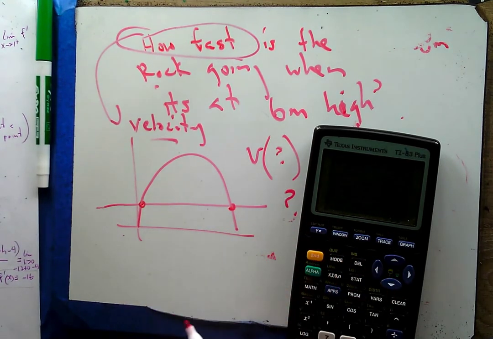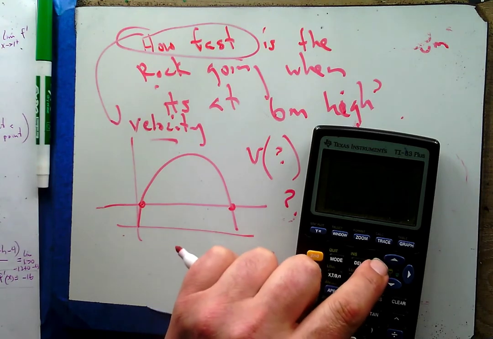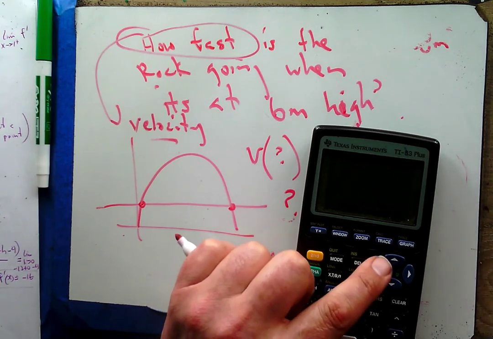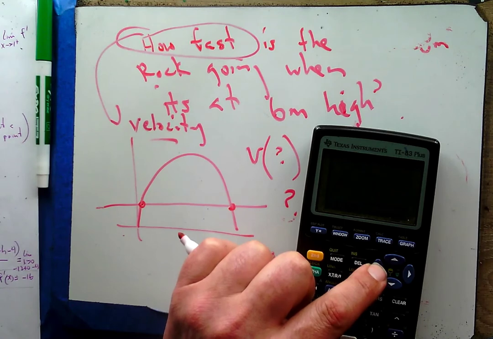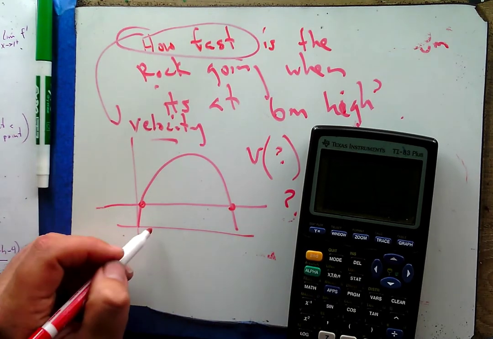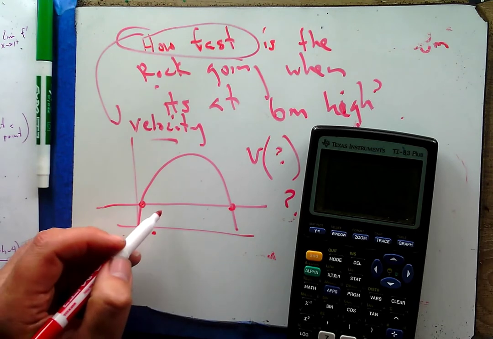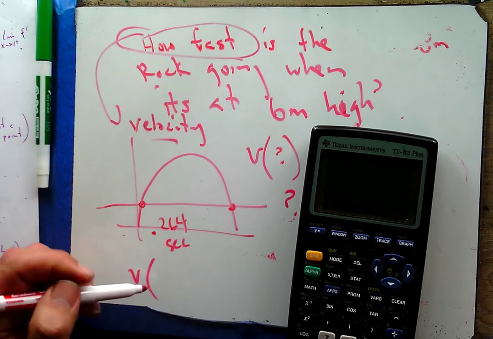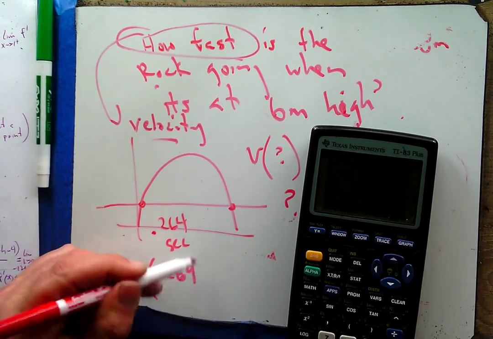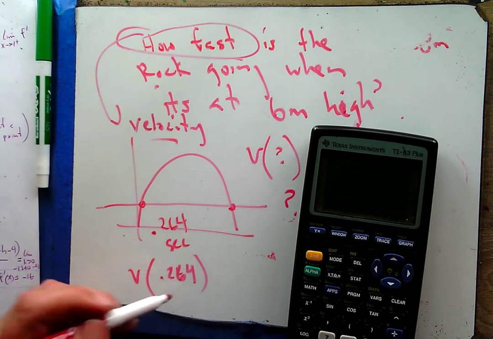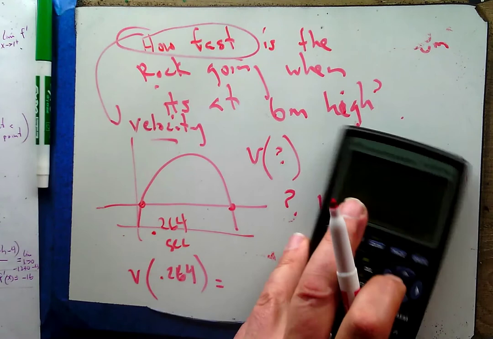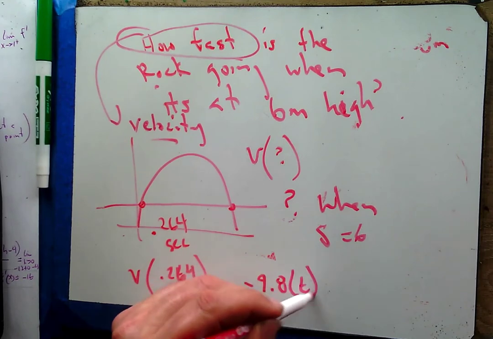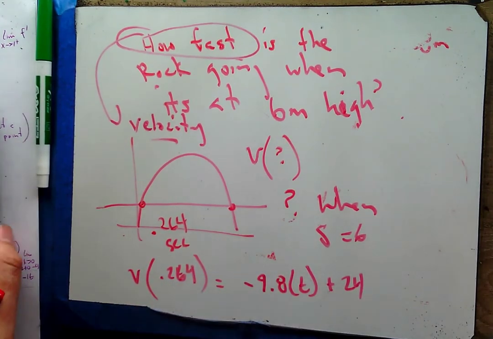Second, calculate, intersect. Enter, enter, enter, and I get 0.264 seconds. All right, so then I want v of 0.264 seconds. Well, how can I do that? I'm going to plug that time into the velocity formula. And remember, the velocity formula was this.